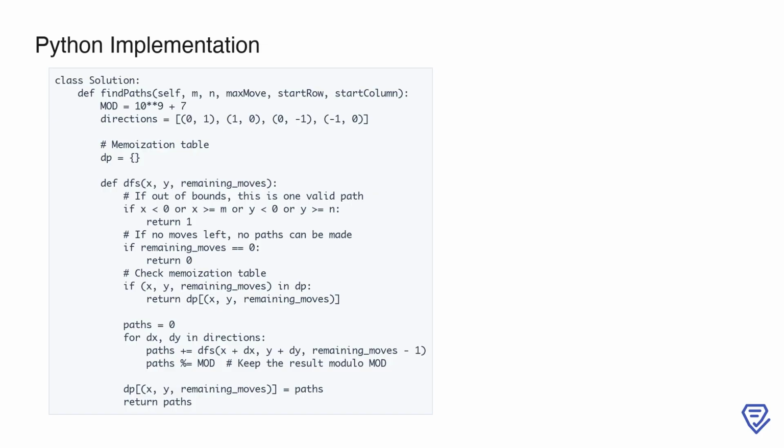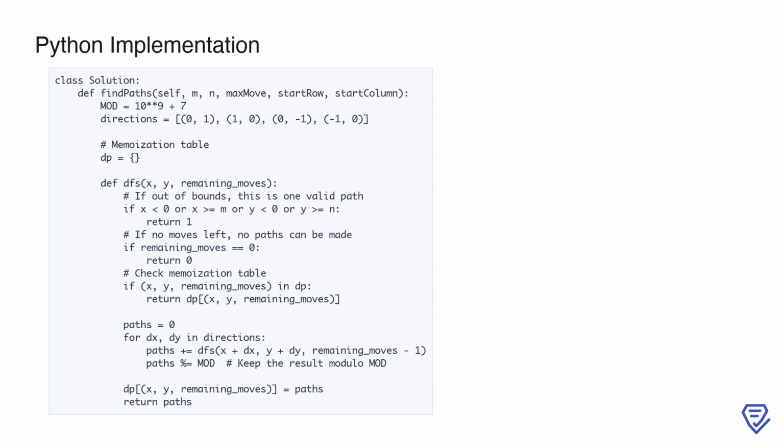Next, we define the possible movement directions in a grid using the directions list, which includes moving up, down, left, and right. To handle overlapping subproblems efficiently, we introduce a memoization table, dp, which is a dictionary that will store results for previously computed states.